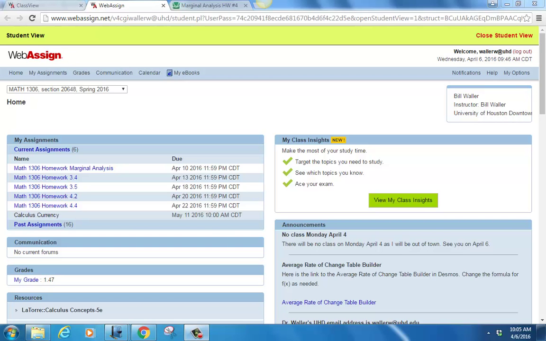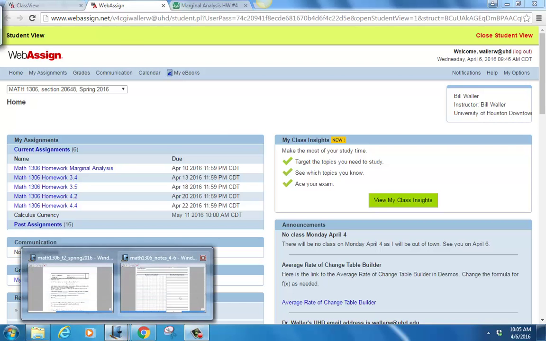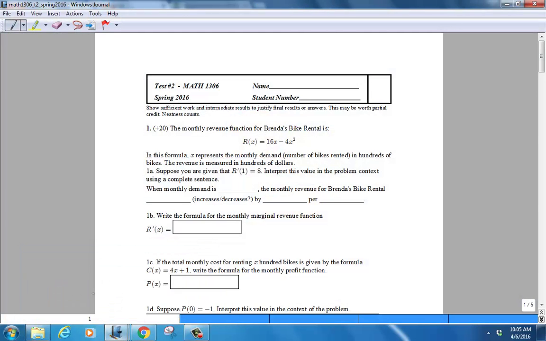So John's passing out the test. Okay. I'm going to start talking about the test, though, while John's passing it back. So in a minute, you'll see your test. But again, you can already see your grade there if you log on to WebAssign.